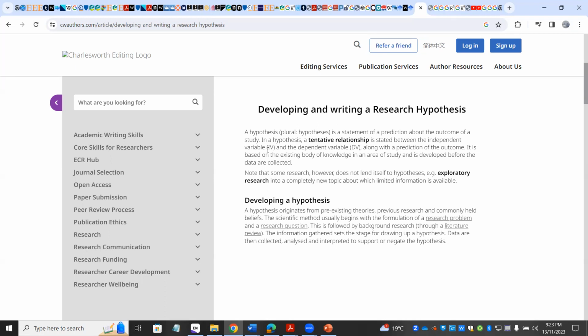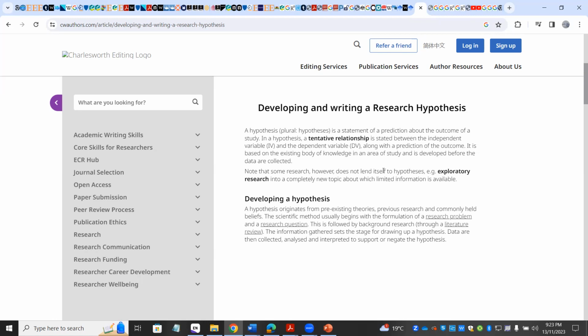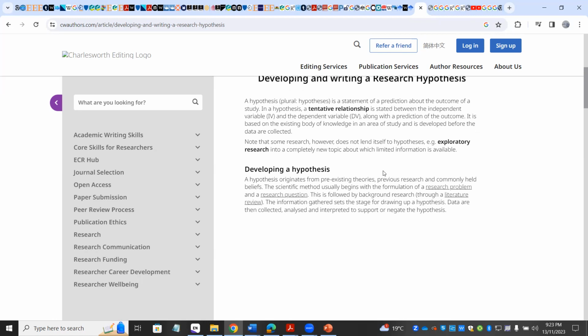One thing about structural equation modeling is that it combines an element of regression and other statistical methods. And in doing that, you need two categories of variables. You need the dependent variables and then the independent variables. Okay, so the prediction of outcome is based on the existing body of knowledge in an area of study and developed before the data are collected.